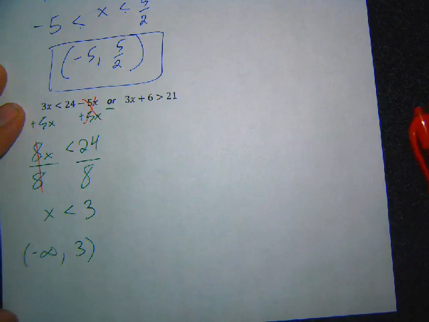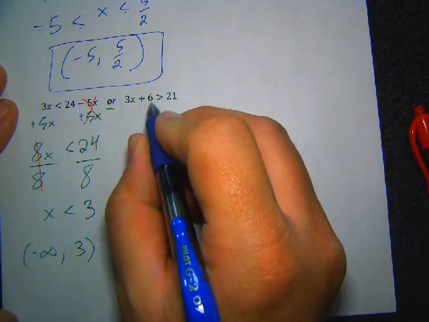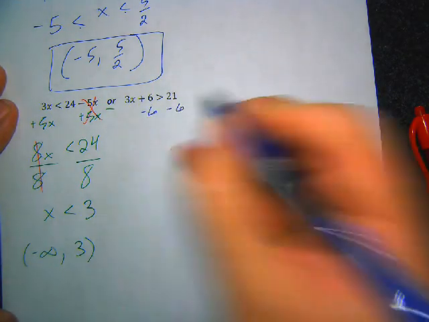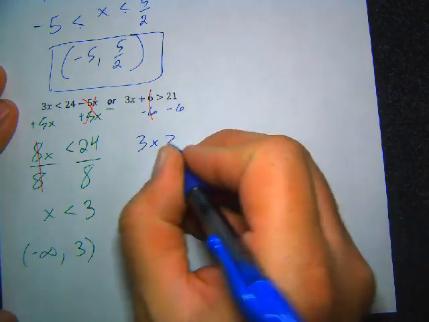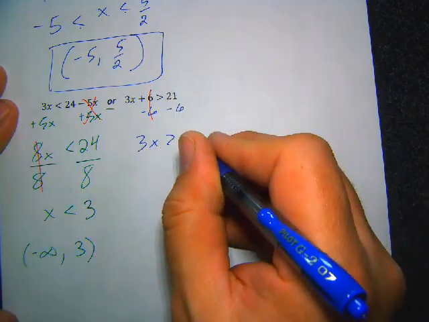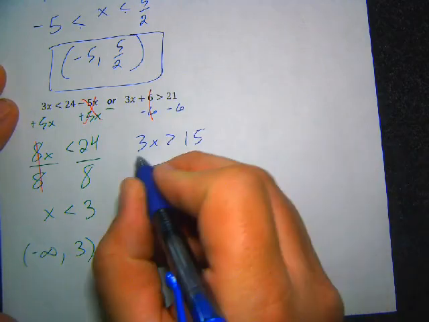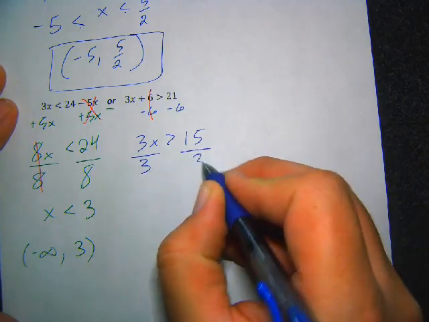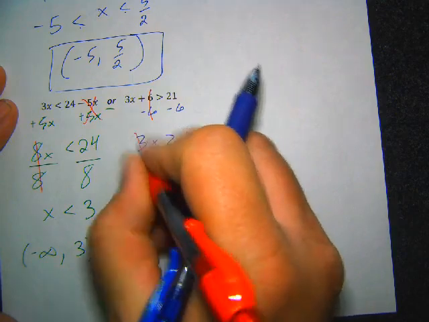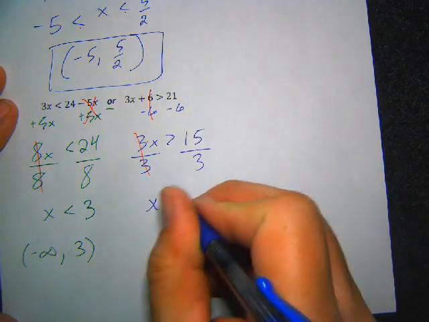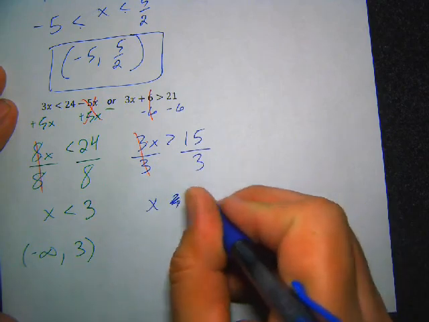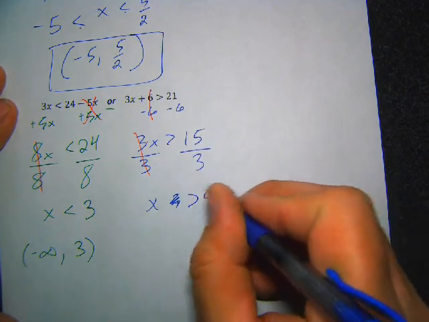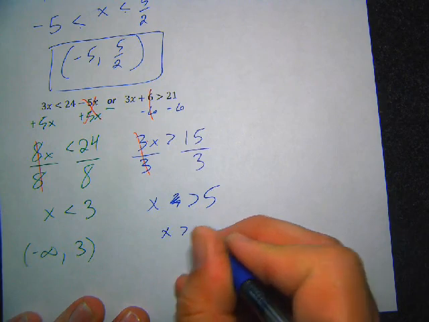This one over here, I'm going to subtract 6 from both sides first. So get rid of that plus 6. 3x is greater than 21 minus 6, which is 15. So 15. Divide by 3, so I'll undo that multiplication. I'm going to get rid of this multiplication by dividing by 3. See that x is, oops, don't flip it. No reason to flip it. Divide by a positive number. x is greater than 5. It should be x greater than 5.